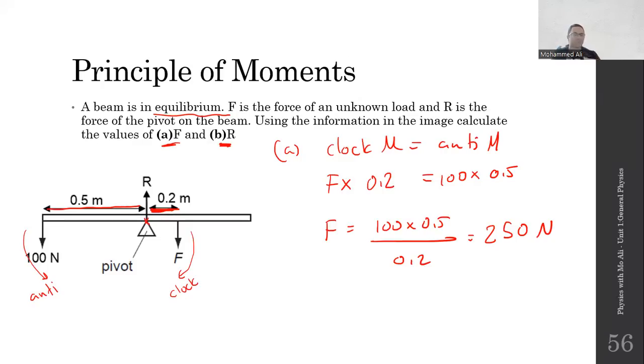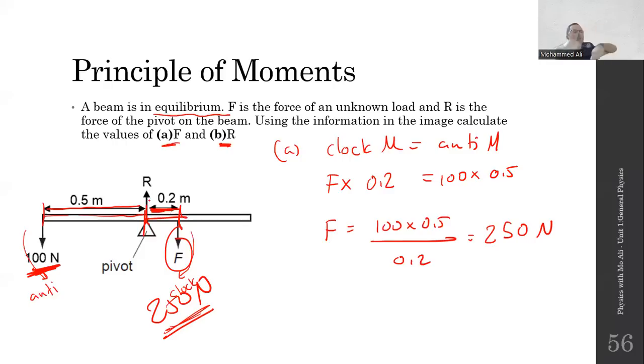Now, before I move on, this example should give you another hint when it comes to the relationship between force and distance when it comes to moments. The closer a force is to the pivot, the greater the value of that force. And the farther away an object is from the pivot, the smaller that force. Look at this. They're balanced, but this force is 250. It's more than 100 because it's closer.